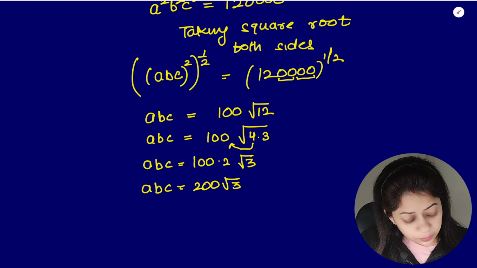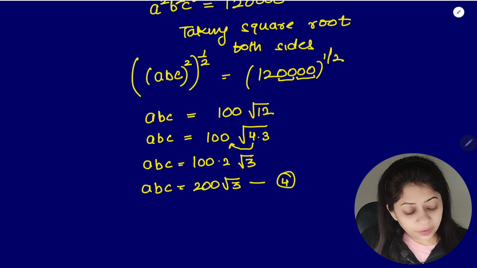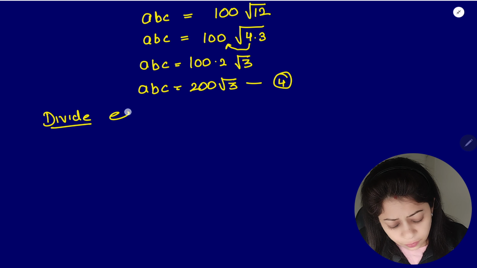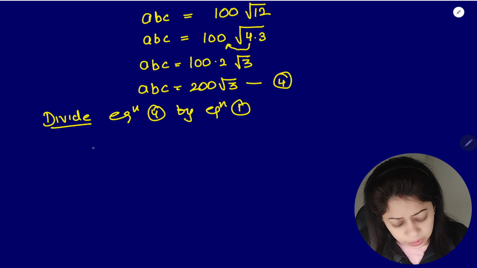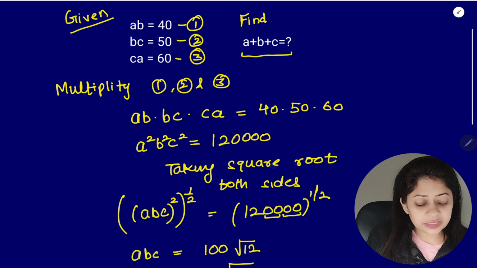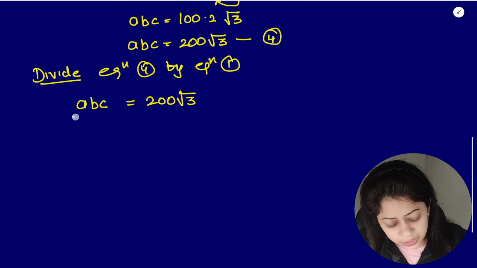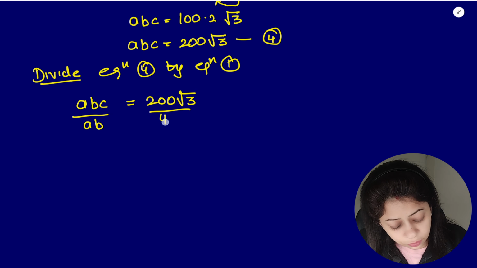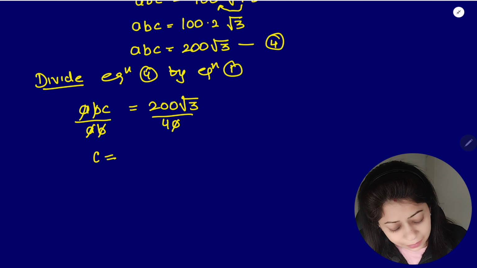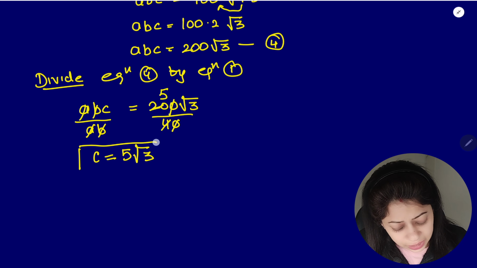Suppose this is equation 4. Now one by one I will divide equation 4 by equation 1. ABC is equal to 200 root 3, and I will divide it with equation number 1, AB is equal to 40. A and B will cancel out, and I will get C is equal to 5 root 3. So we got C here.